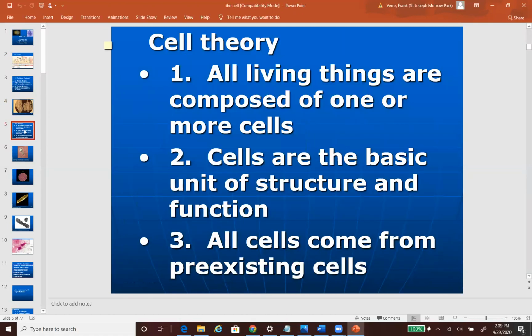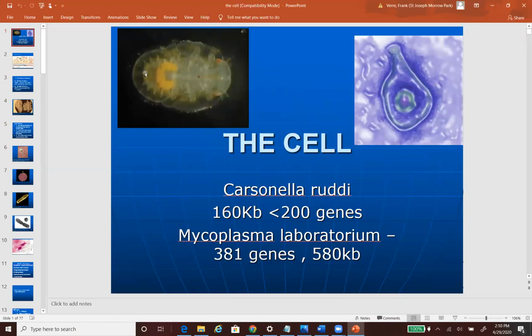The cell theory is a description of basically the role of cells in life. For instance, according to the cell theory, all living things have to be made up of at least one cell. So if I go back to this image, the thing on the left and the thing on the right, these are living things. And these are things that would be made of at least one cell. So on the right is actually a bacterium. I think the one on the right is Mycoplasma laboratorium. It was actually created in the laboratory, if I remember correctly. I could be wrong. That could actually be the first one, Carsonella ruddii.